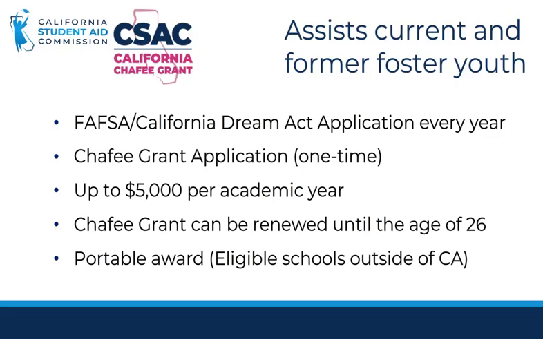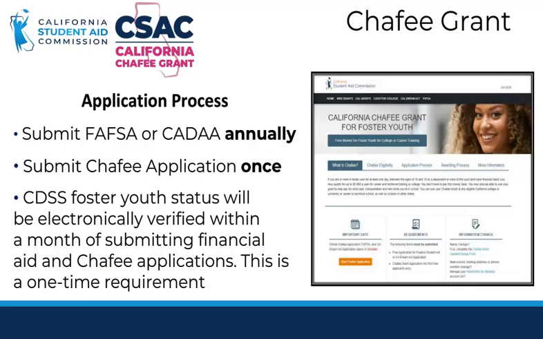The Chafee Grant assists current and former foster youth that were dependents or wards of the court living in foster care, again for at least 1 day between the ages of 16 and 18. The application process for the Chafee Grant requires that students complete either a FAFSA or California DREAM Act every year. Students must complete the Chafee Grant application as well, but only 1 time. The California Department of Social Services, or CDSS, will verify foster youth status electronically within a month of submitting both the financial aid application and Chafee application. The verification is also a 1-time requirement.